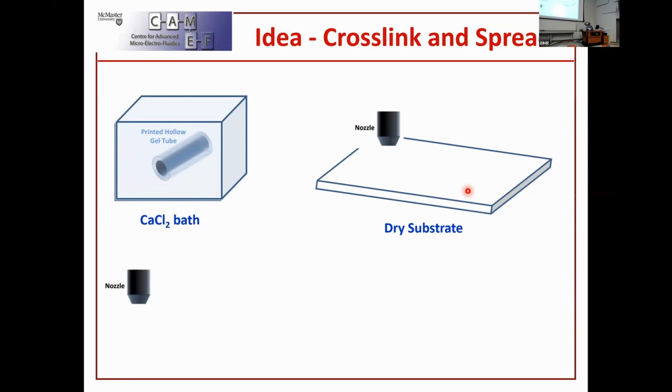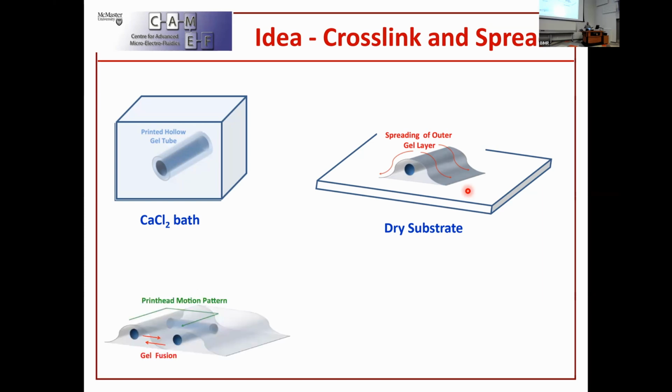So what Rana, my PhD student at that time, did was, instead of doing it into a calcium chloride bath, she printed directly onto the substrate, the print bed of the 3D printer itself, right? And when she did it, what happened was that the insides cross-linked, but the outside hadn't cross-linked at the time when it came out of the nozzle, and therefore the gel actually spread out and became a big mess, right? But what she did cleverly was to then create a pattern, right? And that's what you can do with a 3D printer, right? So you can create any patterns that you want.